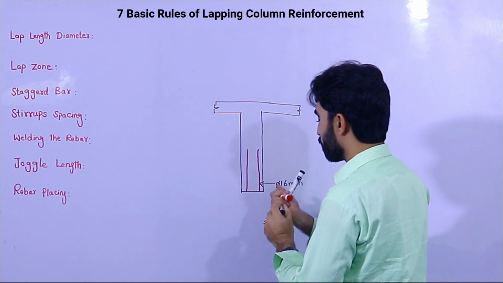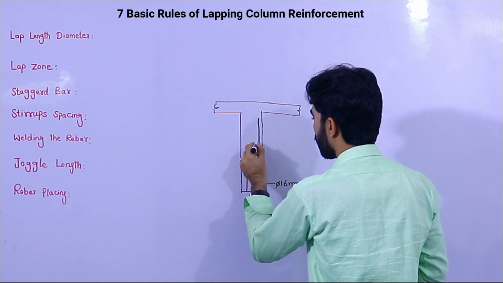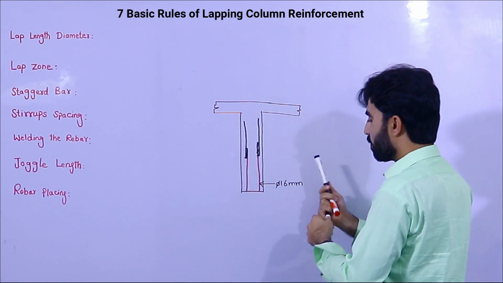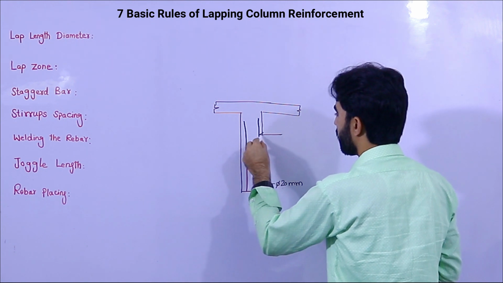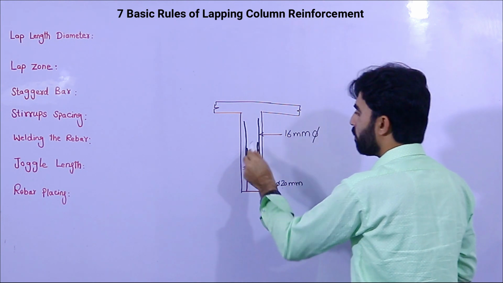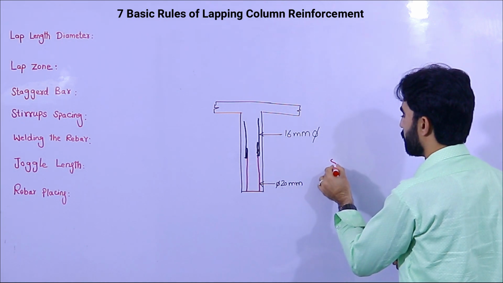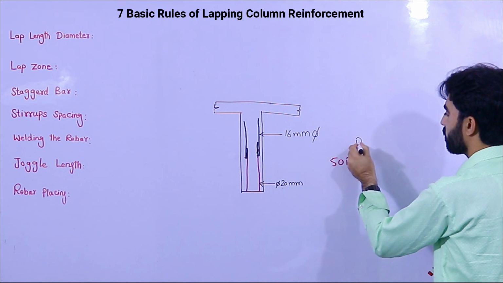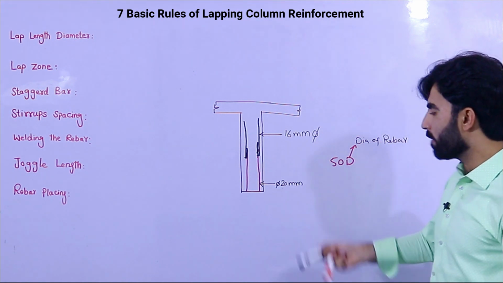And at the top I need to provide lapping here. Suppose at the bottom, for example, I have 20 mm, and at the top we have 16 mm. Now for lapping length, as you know, we use the formula minimum 50D, where D is the diameter of the steel rod, the diameter of the rebar. So now here we have two diameters.